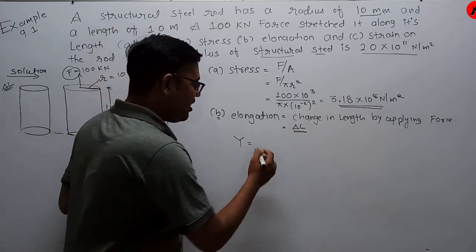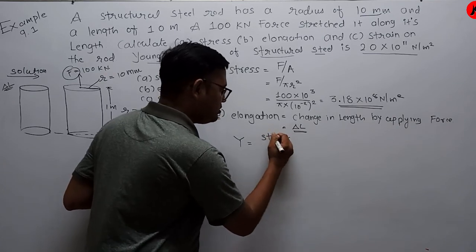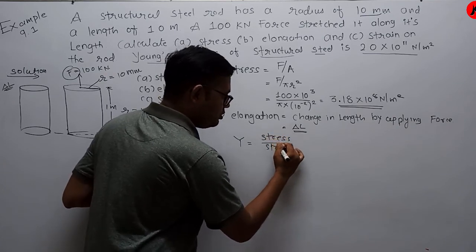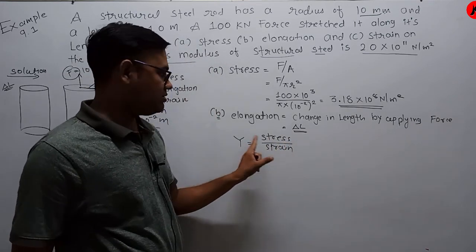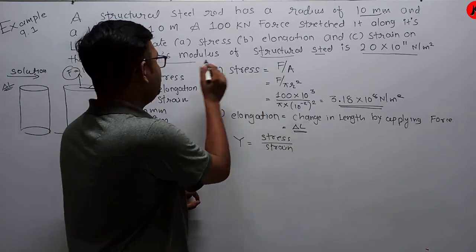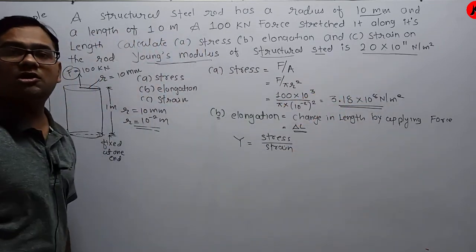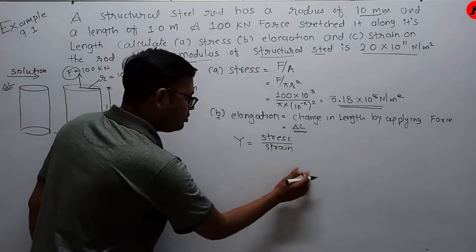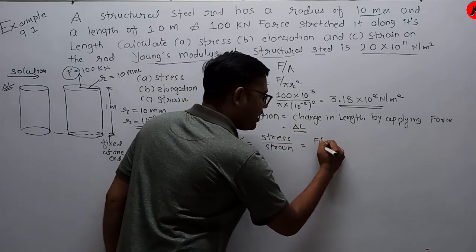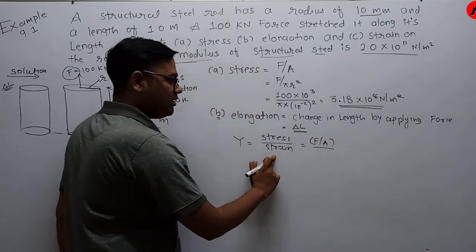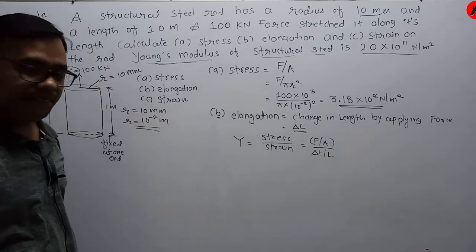Young's modulus is defined as the ratio of stress to strain. The ratio of stress to strain is the Young's modulus Y, and here the value of Young's modulus is given as 2.0 into 10 raised to 11 Newton per meter square. Now simplifying this equation, the equation for stress is F by A and strain is given by delta L by L in this case.